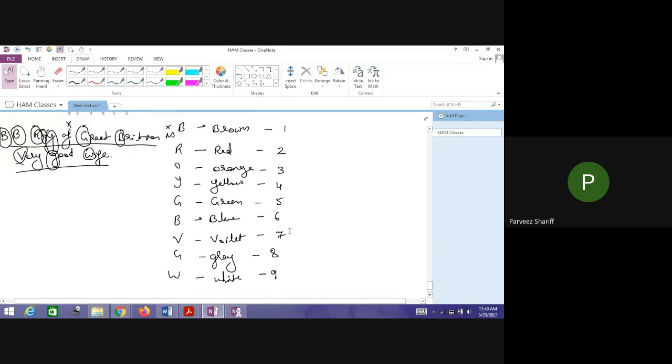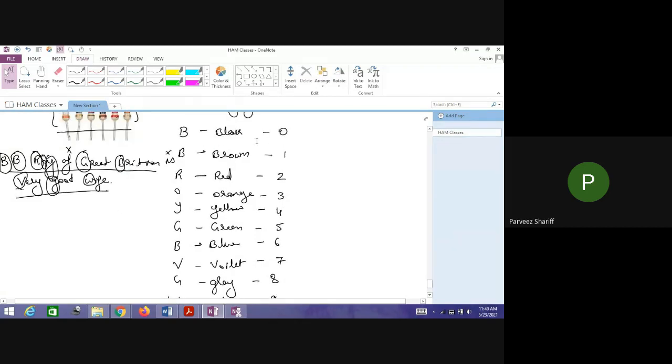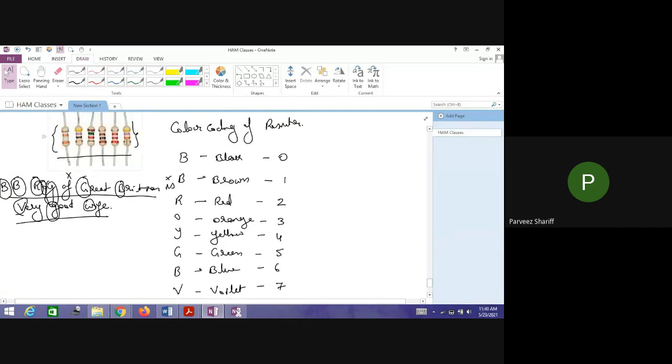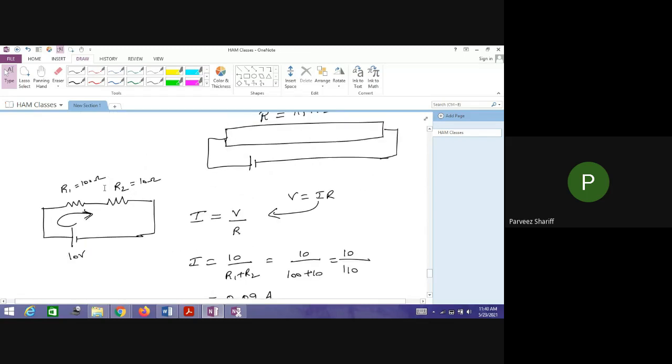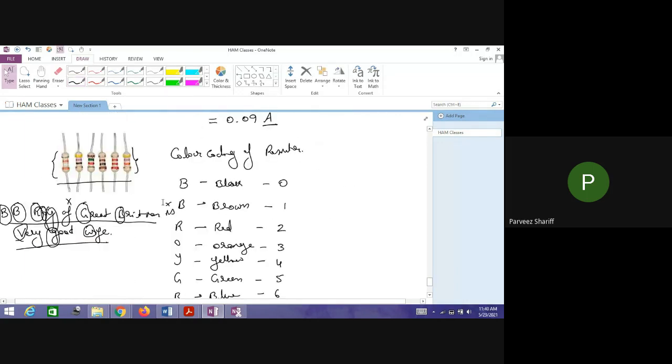These are the numbers given for each of these color codes. Now you see the colors here. With the help of these color codes, we can identify the value of this resistor. For example, here we have written 10 ohms and 100 ohms. These 10 and 100 are represented in terms of color code on the resistor, to understand what resistor we can use in the circuit.